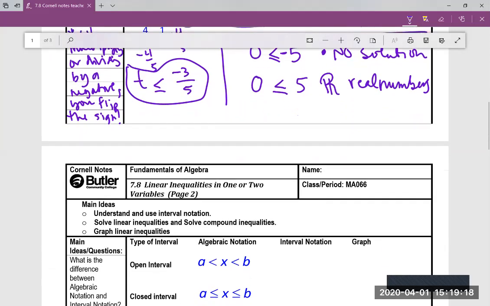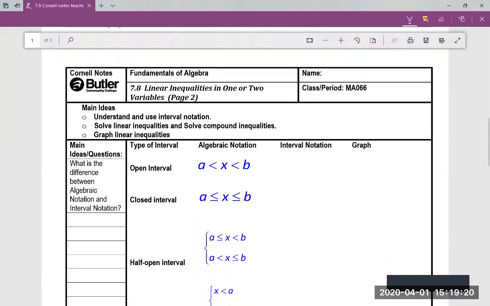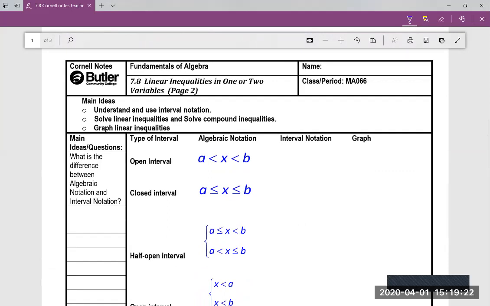Okay, going on to page 2. Again, we are still in 7.8. First, we did the review of these linear inequalities, and now I need to tell you about algebraic notation and interval notation and how to graph these. So, first off, what is the difference between algebraic notation and interval notation? Well, for algebraic notation, it's what you've been used to so far.